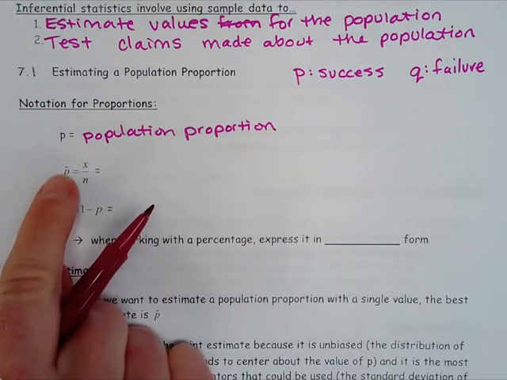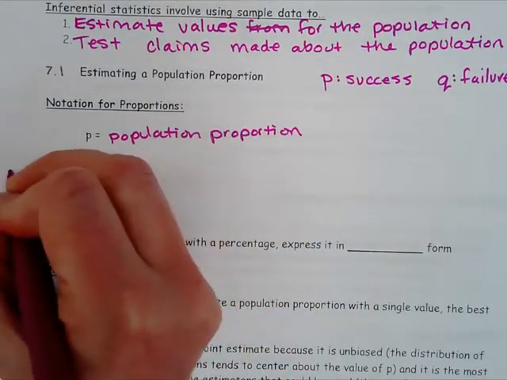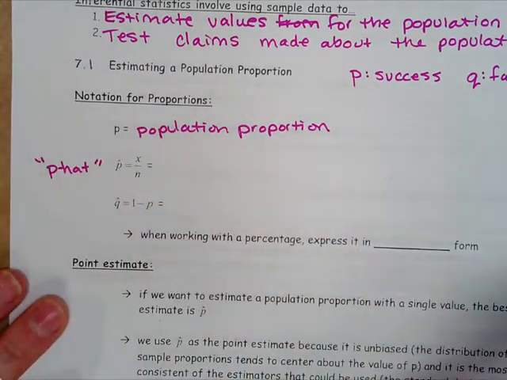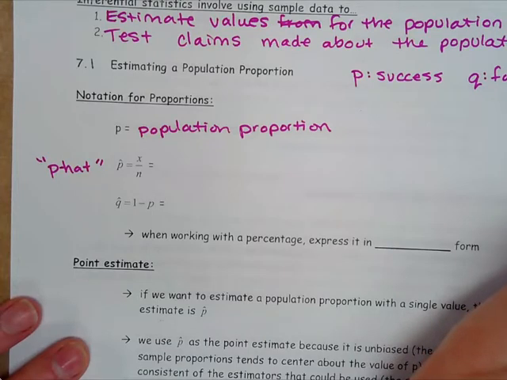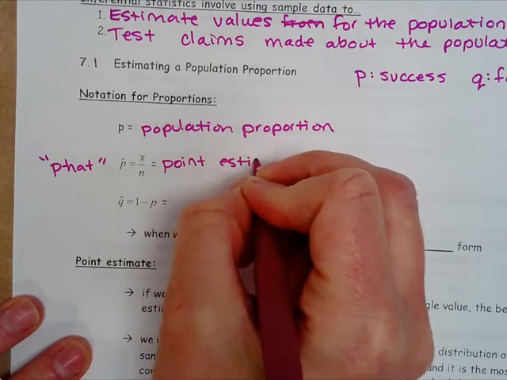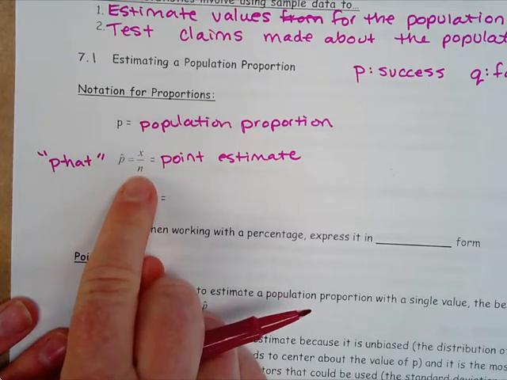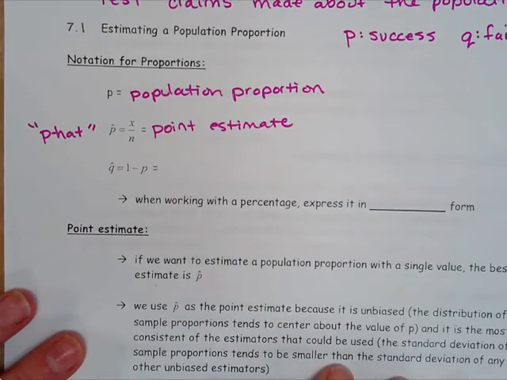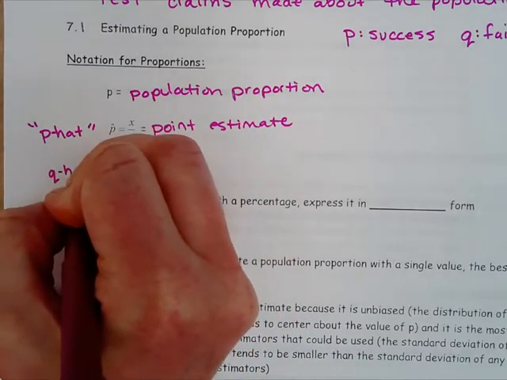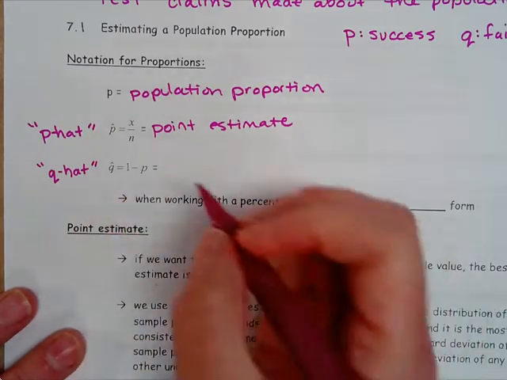And P with, it almost looks like it has a hat. We're going to call this P hat. It's going to be our point estimator or point estimate. It's found by doing how many you have over N, which is your total sample. And then we also have Q hat, which is the complement to P hat.